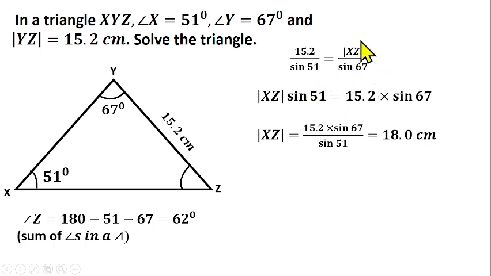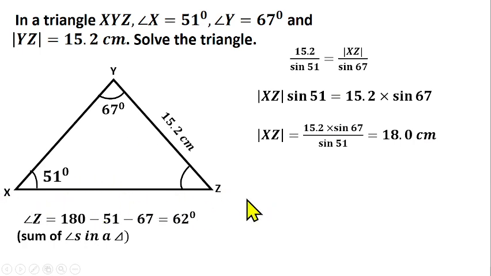Then from there, we can cross multiply. This side multiplies sine 51, equals this side multiplying this as well. So we can divide both sides by sine 51 to get our side XZ. So you have 15.2 times sine 67 over sine 51. If you simplify with your calculator, we have 18.0 centimeters as this side.